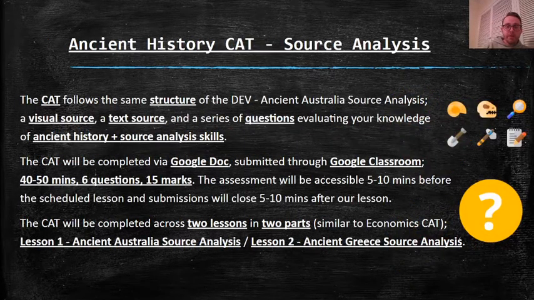Ancient History CAT, source analysis. So the CAT follows the same structure of the dev. That's what the dev is there for. It's there to develop your skills and knowledge. It's the rough draft. It's a practice one. So it's the same structure as your Ancient Australia source analysis.